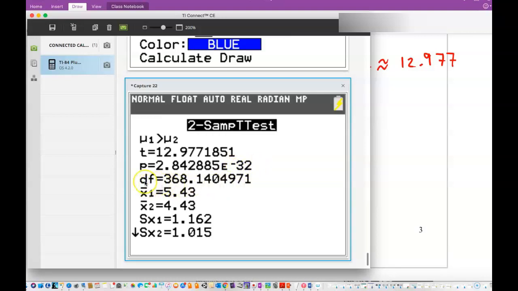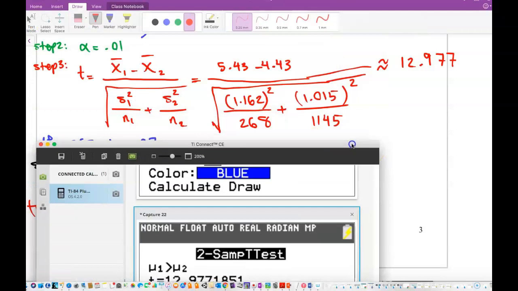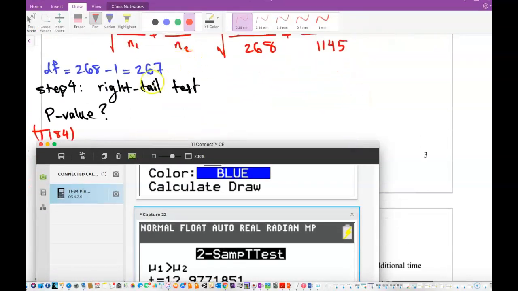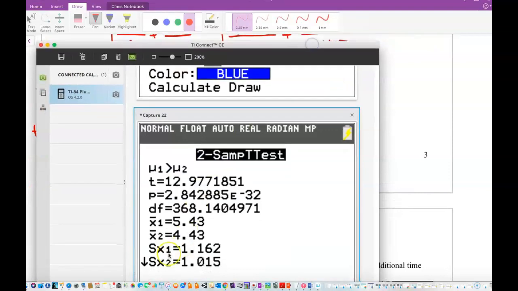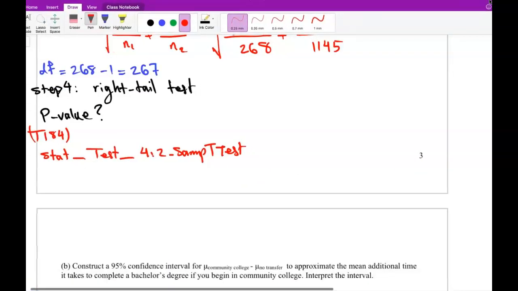And what is important here, again, see, degree of freedom is 368, but using the smaller sample size, degree of freedom was 267. Okay, that was here. Okay, 267, which is different from what we got here using calculator. Okay, so p-value is 2.84 times 10 to the power negative 32. Okay, I rounded that to 2.84.